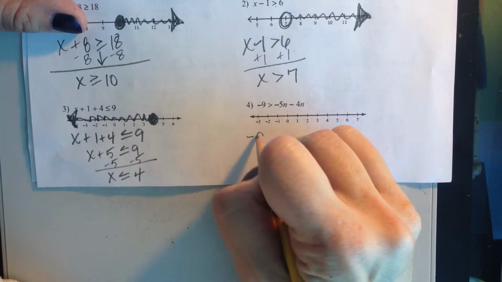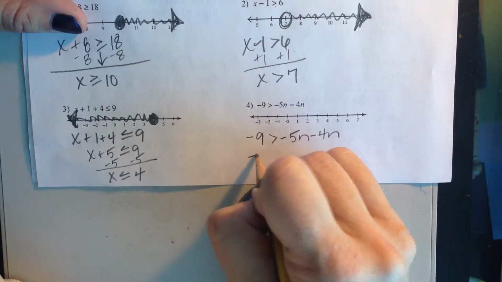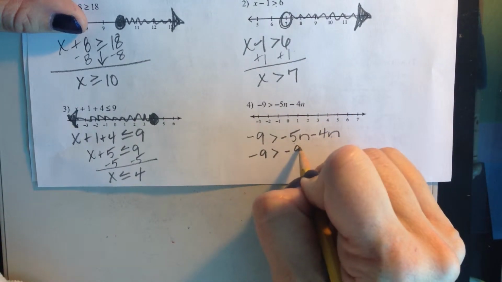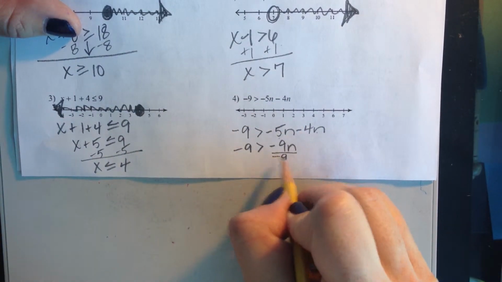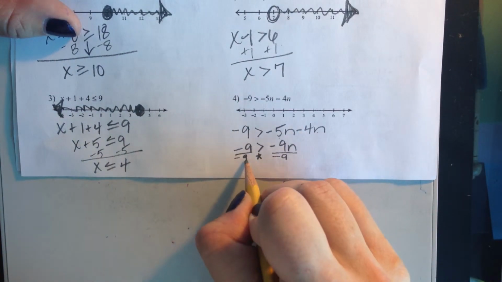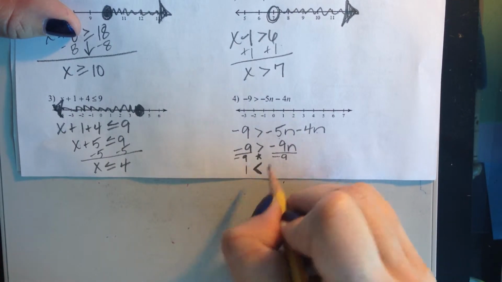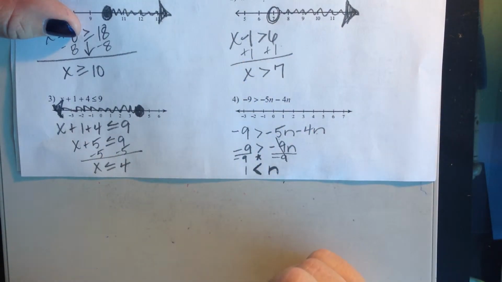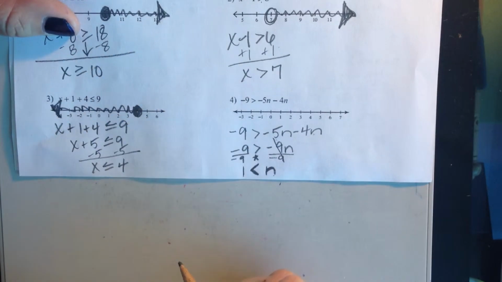Number 4, negative 9 greater than negative 5n minus 4n. Well, the first thing I need to do is simplify negative 5n minus 4n to negative 9n on the right-hand side. Then I'm going to undo by dividing both sides by negative 9. And inequalities have that special rule that I have to flip the sign when I divide or multiply by a negative number. So the negative 9's divide out on the right. I flip my sign. Negative 9 divided by negative 9 gives me positive 1.